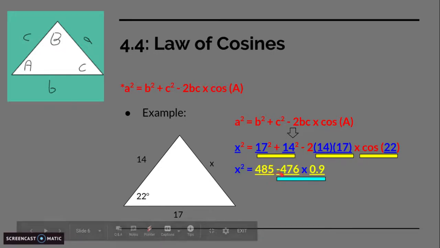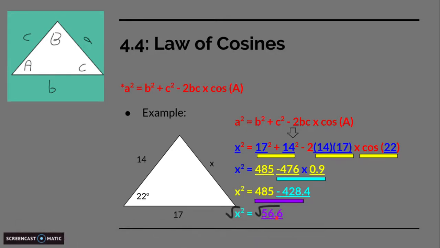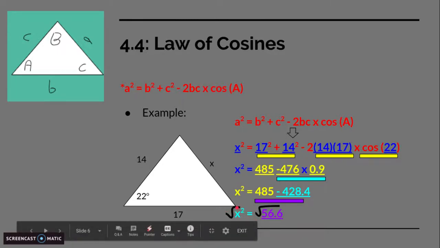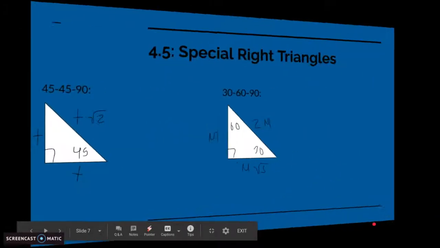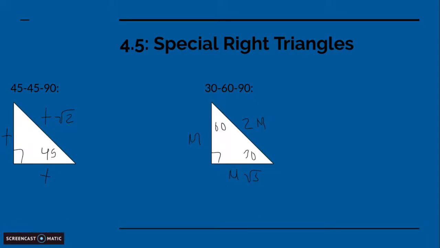Now we actually have to multiply this, not 485 minus 476, because if you did that, that would not be in order of operations. You need to multiply. And so you get negative 428.4, and then you can solve that, and you get 56.6. You take the square root of that, because you want to get x by itself, and that turns into x equals 7.5, approximately.